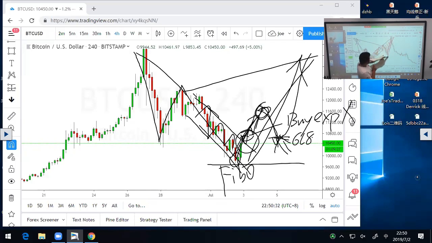The price goes down one time, pulls back, goes down a second time, and hits the 1.272 extension to 1.414. This implies to me that it will form the Cypher pattern and test 13,000 again. Now it is about 10,450. So if you try to buy the pullback of the 618 and aim for 13,000, you may still have another 3K or 4K profit.